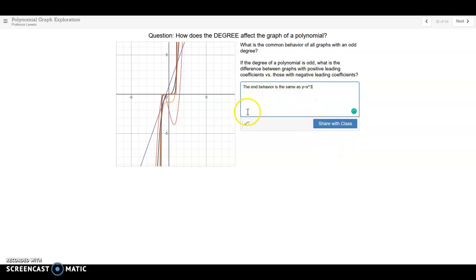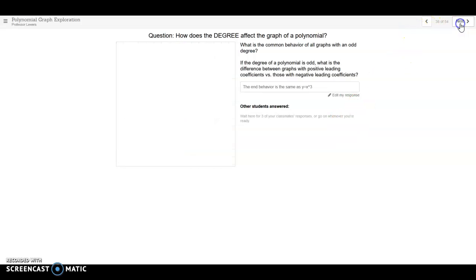You can write your own observations right here and then click share with class. Go ahead and pause while you do that. And then when you come back, we'll go to slide 39 together. All right.